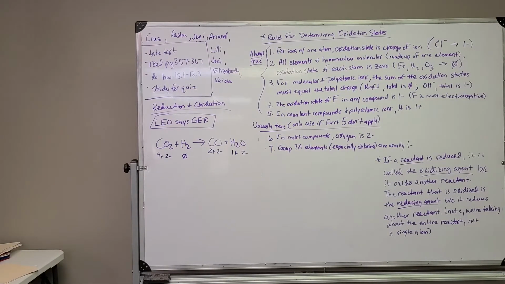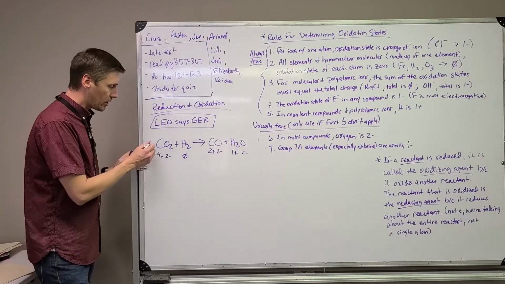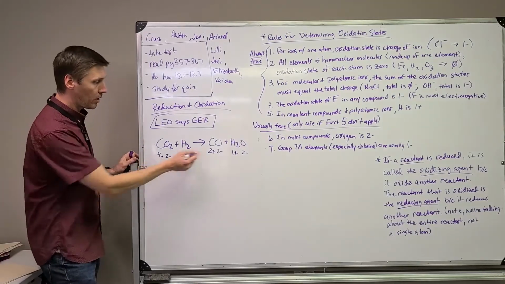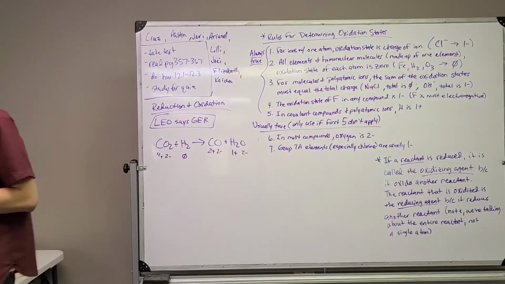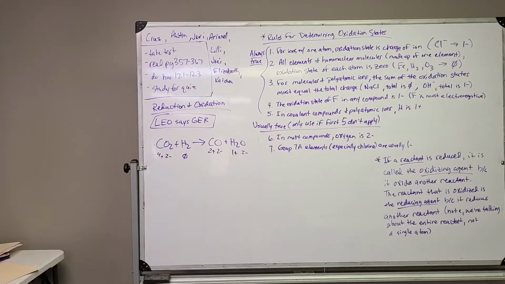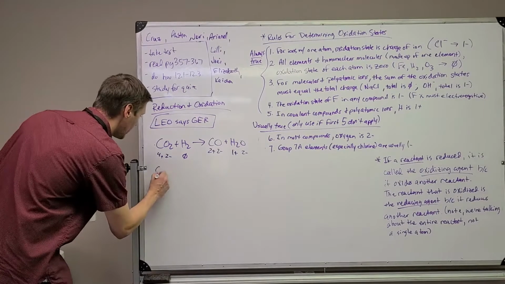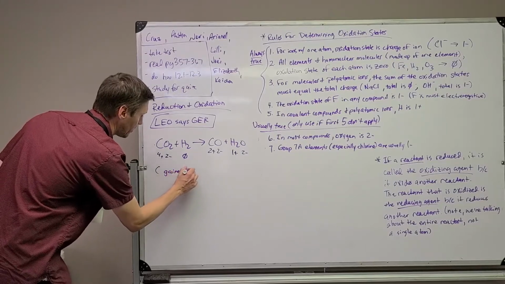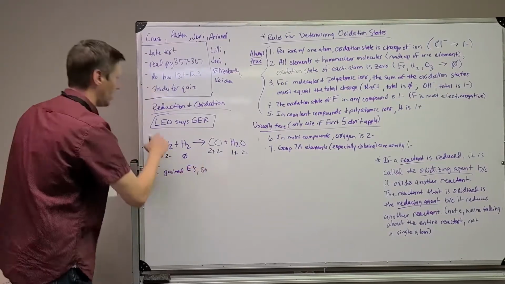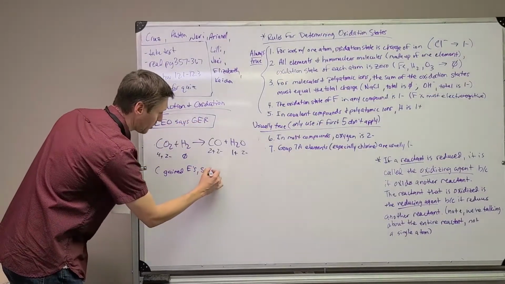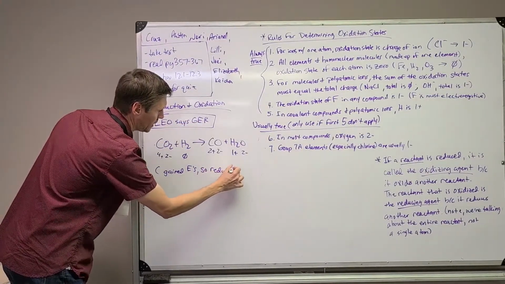Now that we've got our oxidation states written down, we're asking the question: is this a redox reaction? Does anything change as we move from the reactant side to the product side? Does anything change oxidation states? C does, right? C went from 4 plus to 2 plus. Did C gain electrons or lose electrons? It became more negative, right? It gained electrons. So GER, gains electrons, is reduced. C is reduced.